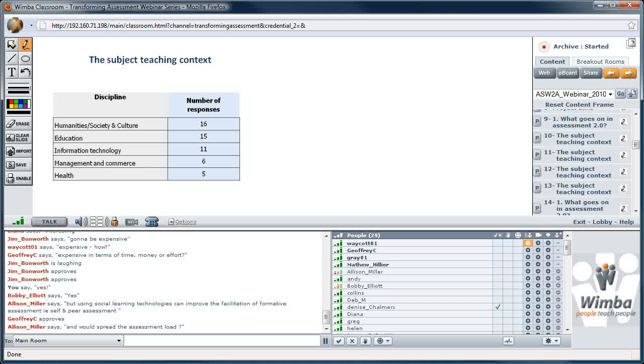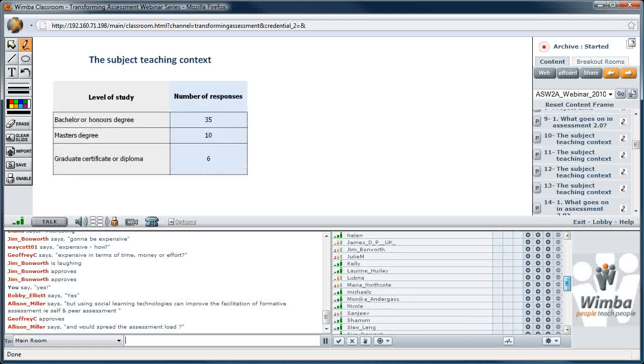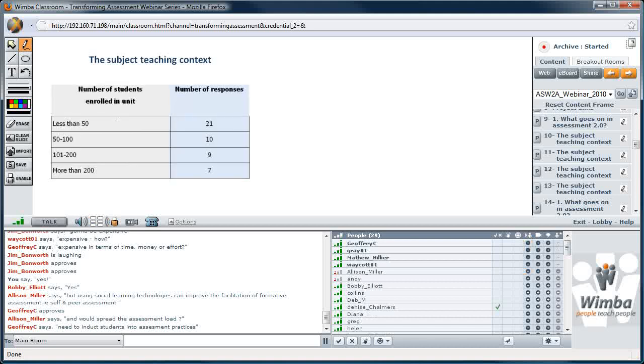Number of students enrolled in the unit. Most were from fairly small classes with less than 50 students, but what might be a bit interesting here is that we did have a number of participants who said that their assignments were run in subjects where there were more than 100 and in some cases more than 200 students. So there might be questions there about the way that Web2 assignments can be implemented and used in larger classes, which we might find out a bit more detail about when we look into these findings in a bit more depth.